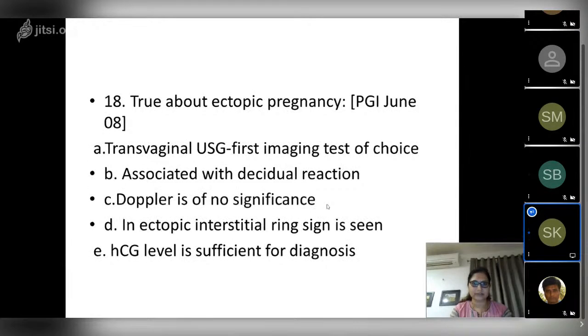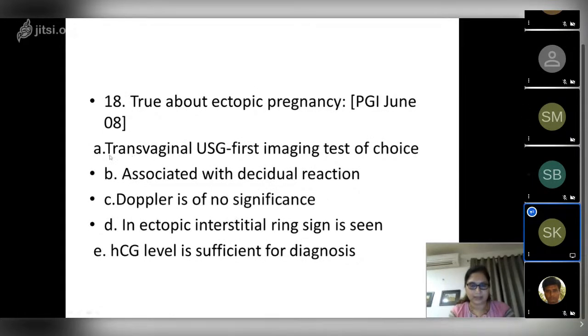A, transvaginal ultrasonography, first imaging test of choice. B, associated with decidual reaction. C, Doppler is of no significance. D, in ectopic, interstitial ring sign is seen. E, HCG level is sufficient for diagnosis. What are the right statements amongst these five?